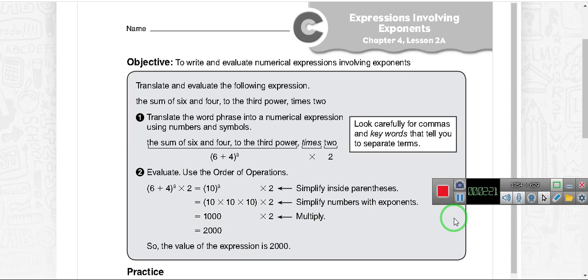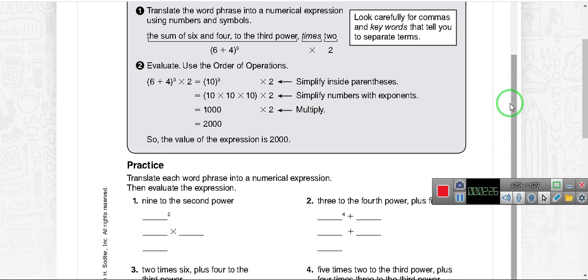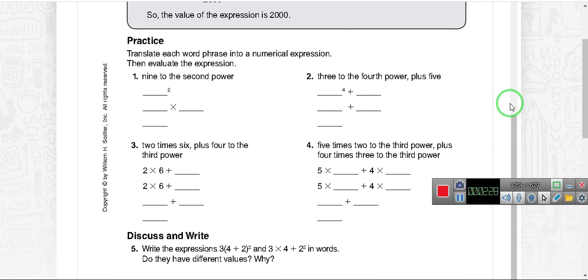Now, let's move to the next question. Practice. Translate each word phrase into a numerical expression, then evaluate the expression. Of course you should notice that the phrase used is numerical expression, meaning I have no variables. I told you when I have variables it is called an algebraic expression. Now 9 to the second power.